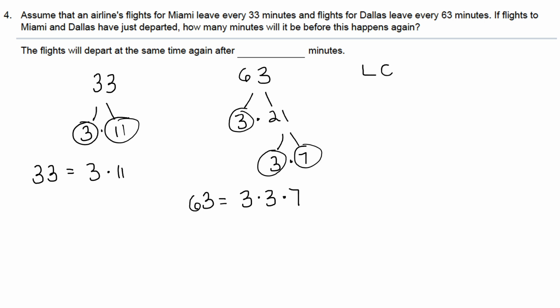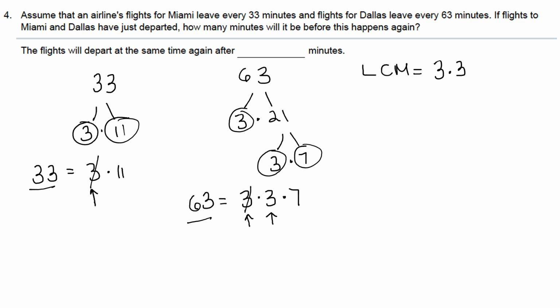Now I'm going to find the LCM. Again, the LCM is found by taking the factor that appears the greatest number of times in any one number. First, we'll look at the factor of 3. It appears 1 time in 33, but it appears 2 times in 63. So the greatest number of times that 3 appears in any one of these numbers is 2 times. So we'll write down 2 3s.